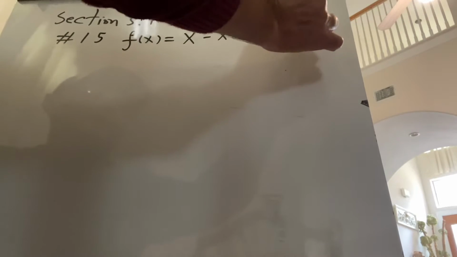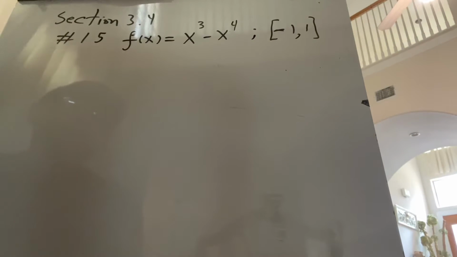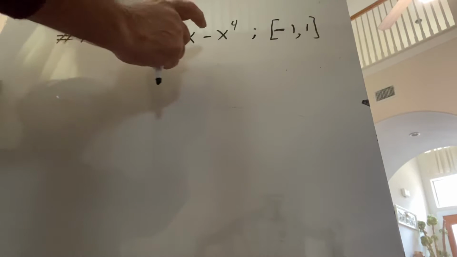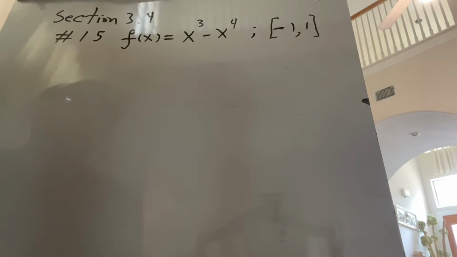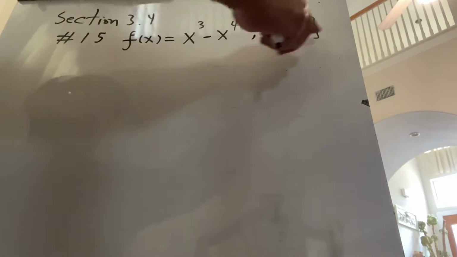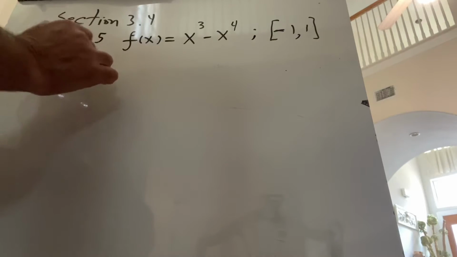Again, don't forget, we only worry about the absolute maximum and minimum over this interval, right? So as I mentioned in the last video, there's only two places that the absolute maximum or minimum can happen: either at the critical values within this interval, or at the endpoints. Don't forget the endpoints. So first step to find the critical values, of course, we need the derivative.